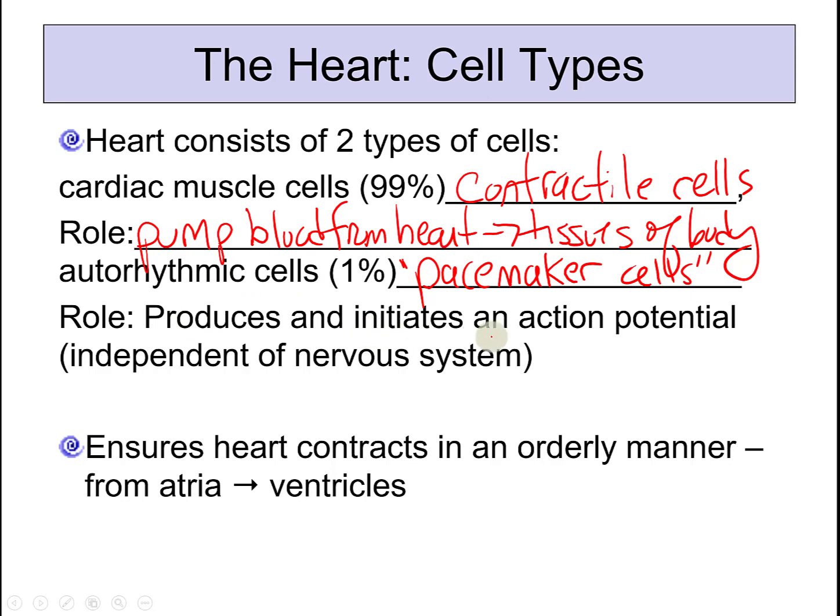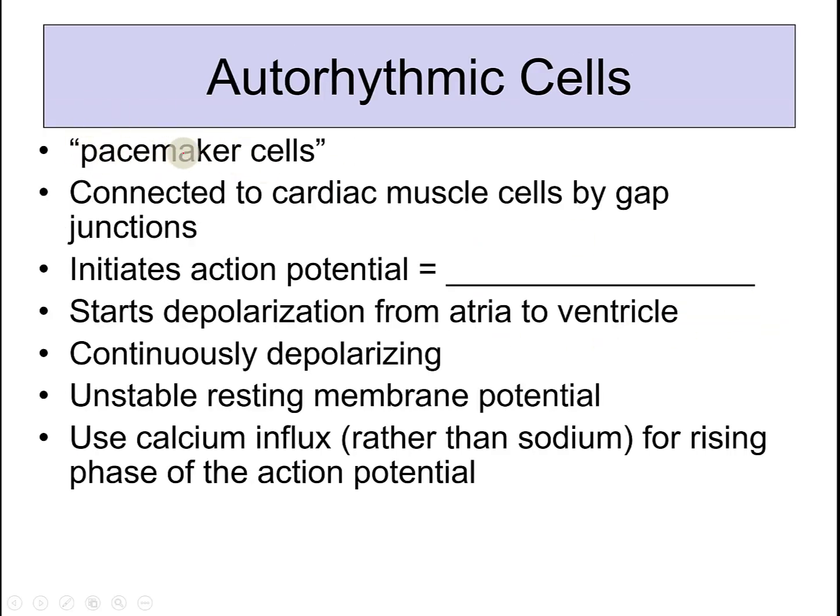And their role is to produce and initiate an action potential, independent of the nervous system. So these are responsible for making sure the heart contracts in an orderly manner. Atria first, then ventricles. So again, these autorhythmic cells are called pacemaker cells. They are connected to cardiac muscle cells by those gap junctions, and they initiate an action potential. Some people call these action potentials pacemaker potentials, just to differentiate them from the ones made by the nervous system, but they are just action potentials. So again, they ensure that depolarization and contraction occurs in an orderly manner.